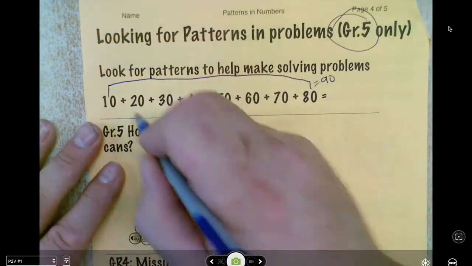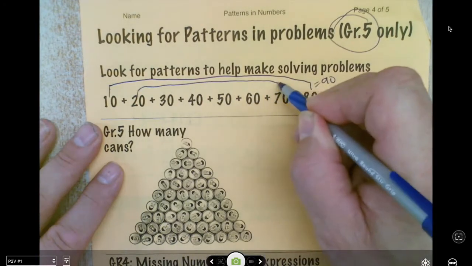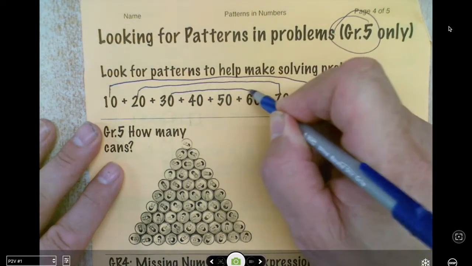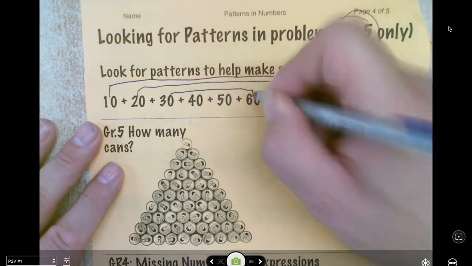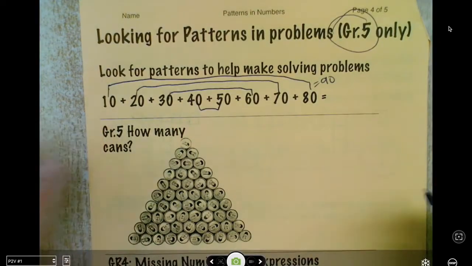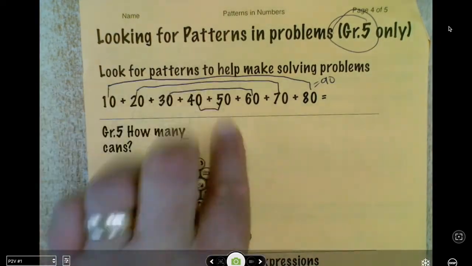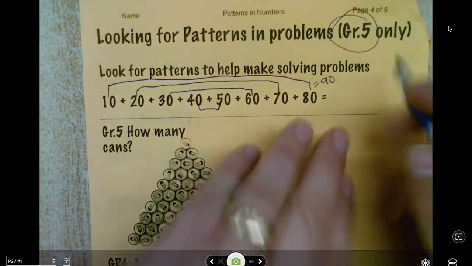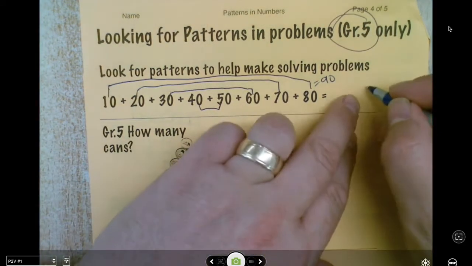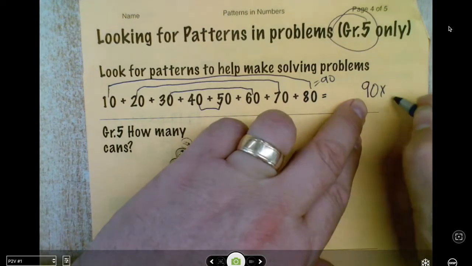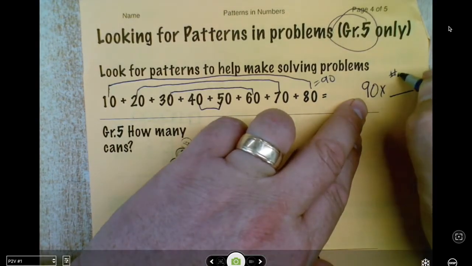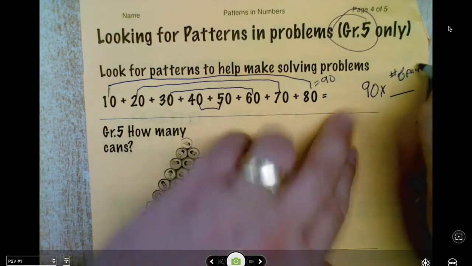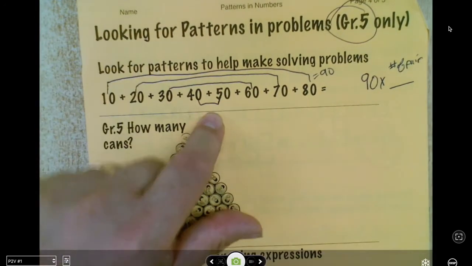Okay, so that's 90, and this guy is 90, and this guy is 90, and these 2 guys all add to 90. So every pair here is 90. So the answer for this adding all of it is really 90 times the number of pairs. So I know there's 1, 2, 3, 4 pairs in this one.